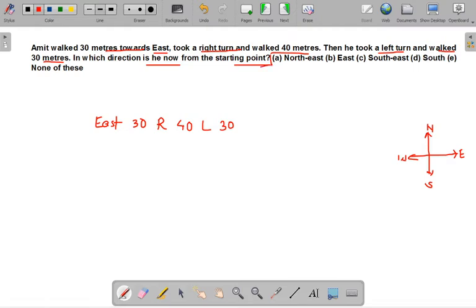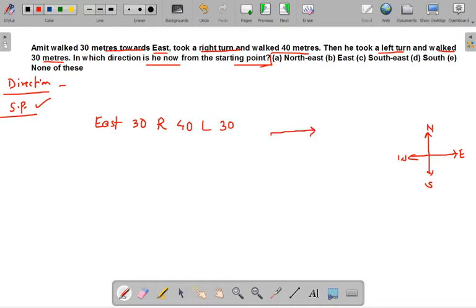So this is a different question where we have to find out his direction with reference to the starting point. So this is a pretty simple question where you don't need to use any formula because there is not much which is given. So I'll take a simple approach.